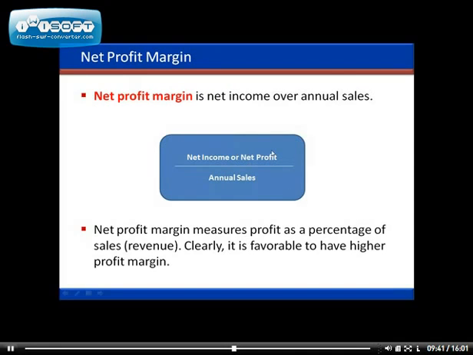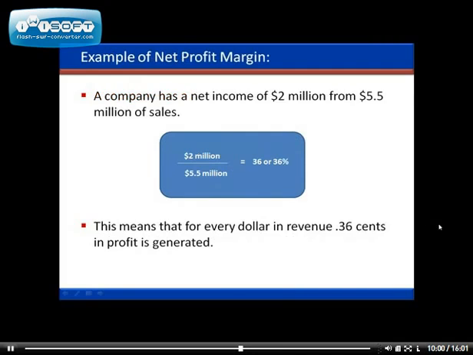The profit margin is the net income over annual sales, and we get both of these figures from the income statement. And net profit margin measures profit as a percentage of sales or a percentage of revenue, and clearly it's favorable to have a higher profit margin.